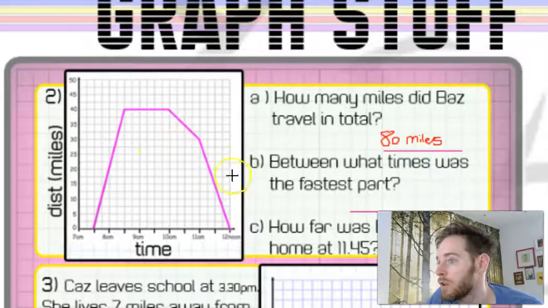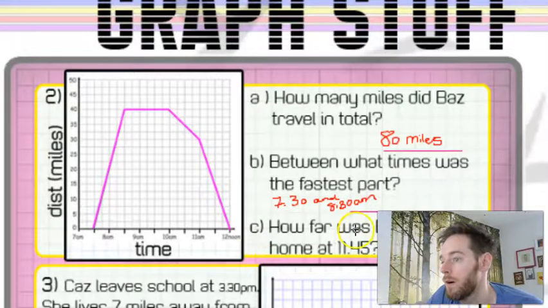So between what times was the fastest part of the journey? It was between 7:30 and 8:30 a.m. I'm going to write that over here just in case you can't see because it might be obscured by the webcam.